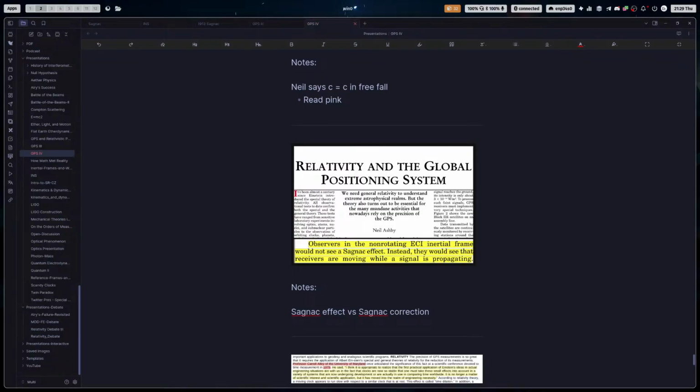So the measurement is made in the ECEF frame. He's talking about what an observer in the ECEF frame would see. So if you're in the ECEF frame and you're looking out at the rim of the Earth, an observer on the Earth would see the receiver moving while the signal is propagating.